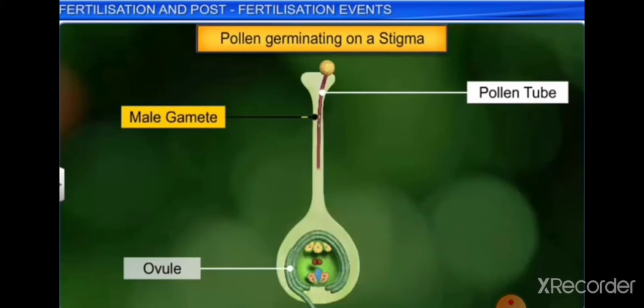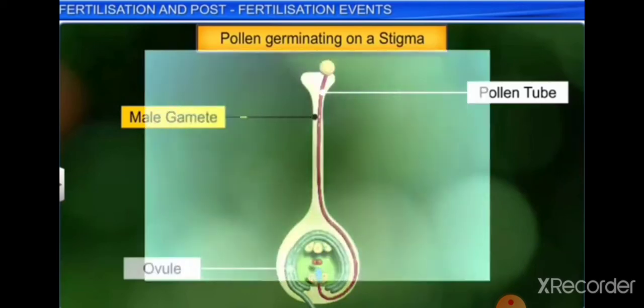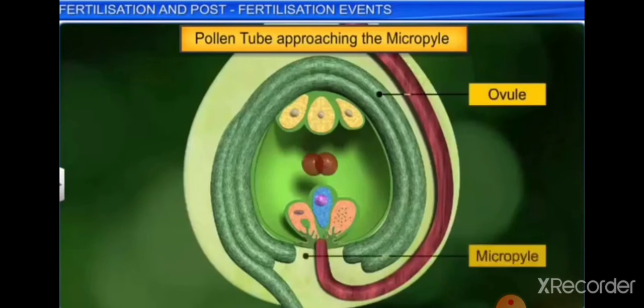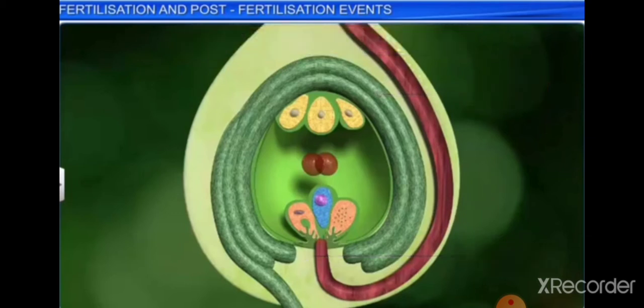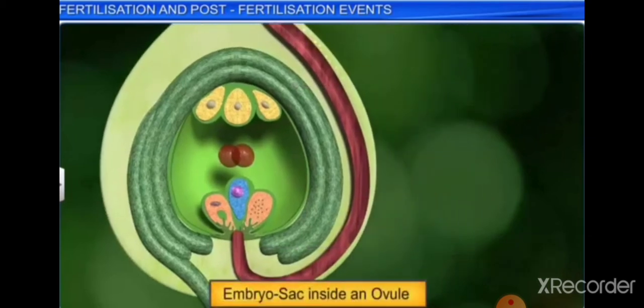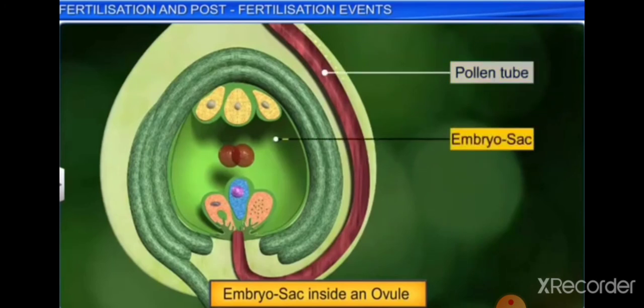The pollen tube contains the two male gametes. You have studied this in the previous class. The tube secretes hydrolytic enzymes which help it to digest the tissues of the style as it travels through, and it enters the ovule through the micropyle. Inside the ovule, the pollen tube encounters the embryo sac.